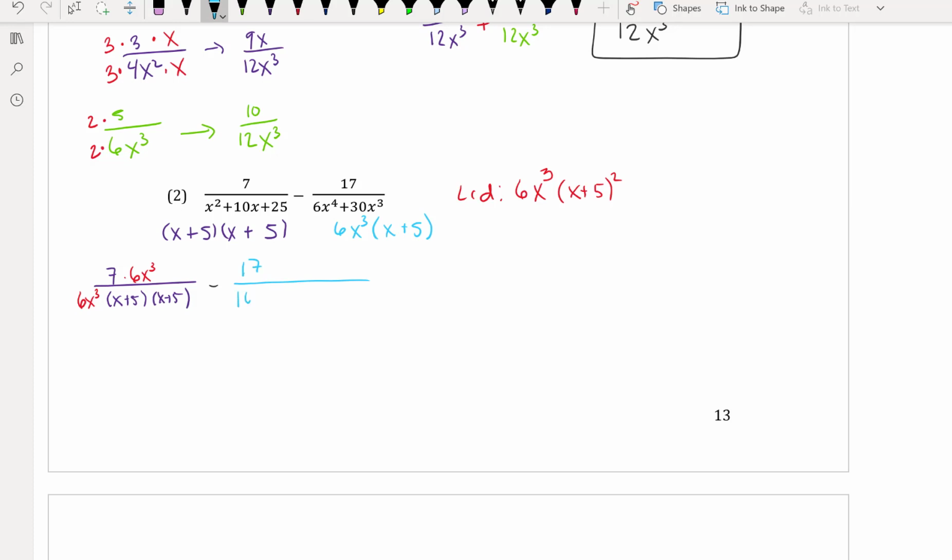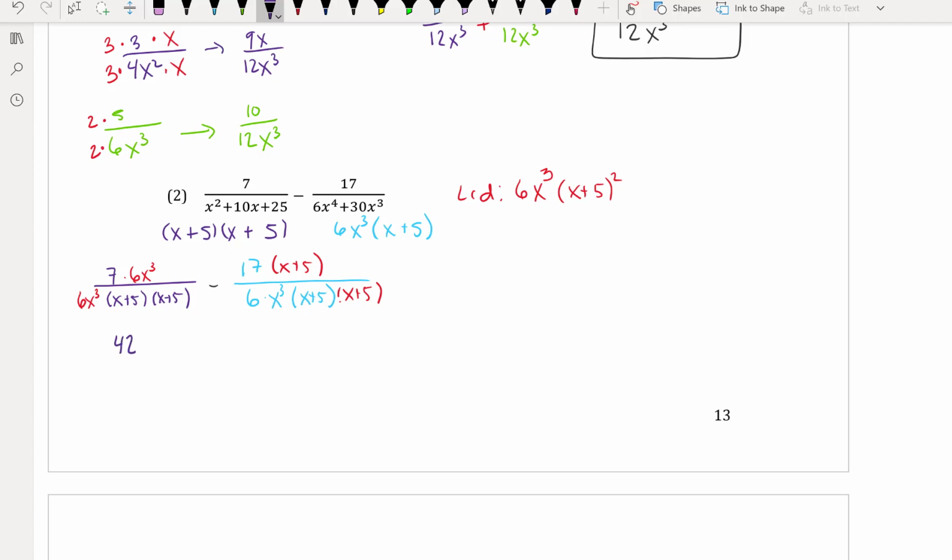And I had the, oops, not 16, but 6. 6x cubed times x plus 5 to begin with. So what I'm missing here is another x plus 5. So whatever I'm missing, I multiply the top by whatever I'm missing. Okay? So now that I've rewritten it, I'm going to go ahead and do the multiplication in the numerators. So I know that 7 times 6 is equal to 42.